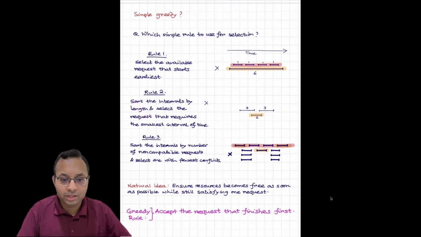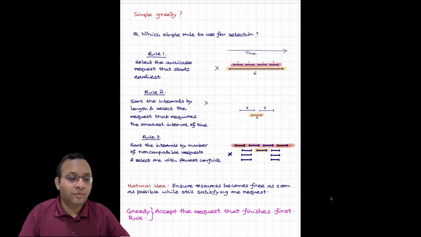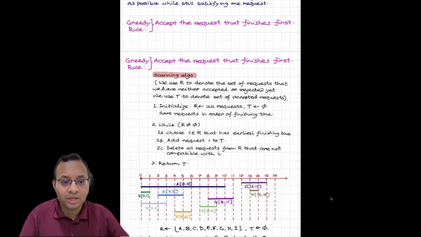So none of these 3 ideas work, but luckily the 4th idea will work. And that is the natural idea that we should not just give it whenever some request comes, but as we know all the requests, we will try to give it to the request which finishes first. And then we can use the room for the next request. So ensure resources become free as soon as possible while still satisfying one request. This is the greedy rule: accept the request that finishes first. And in the next part, we'll see why this algorithm works.